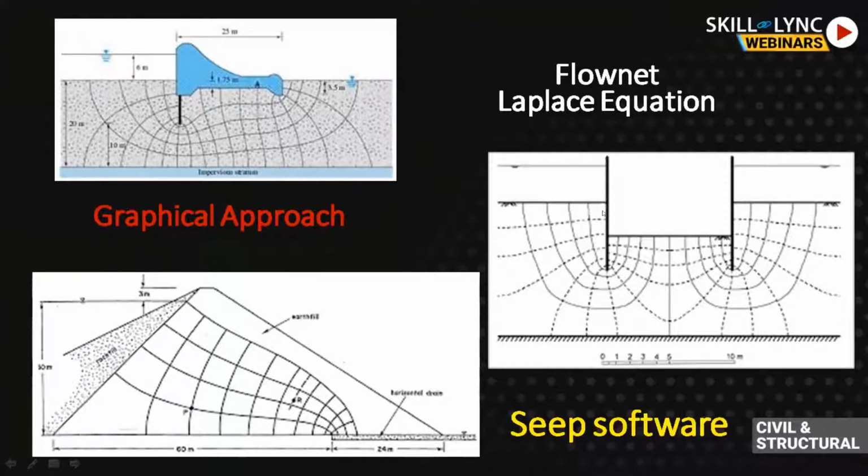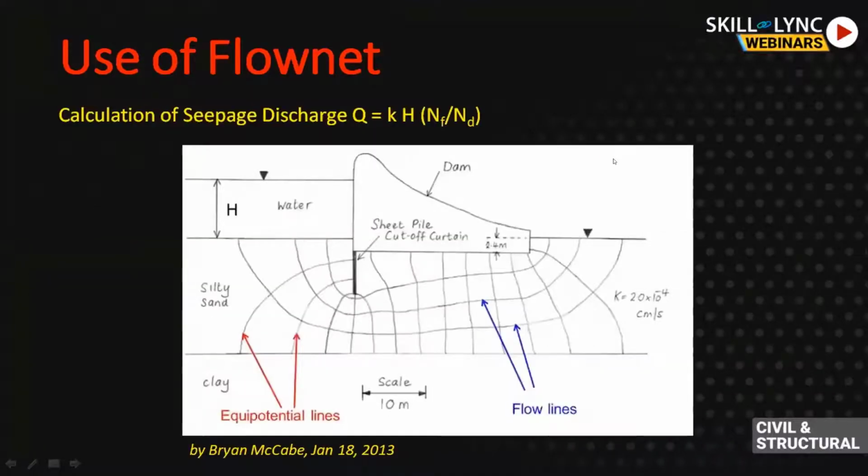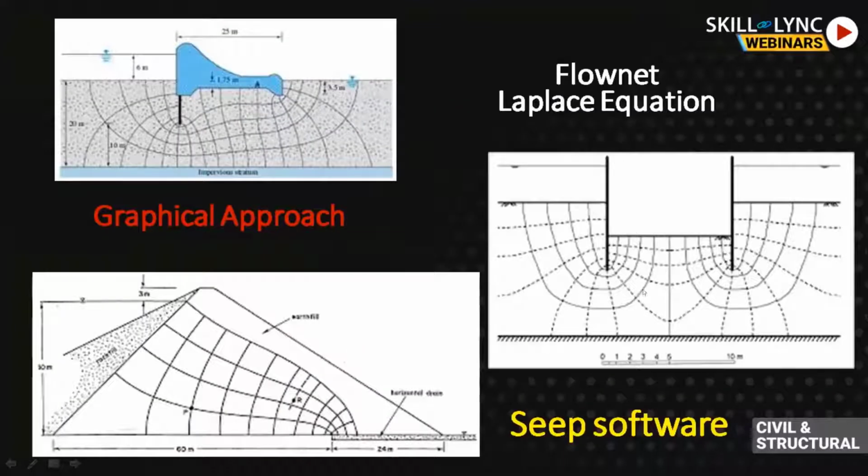So from here also you can easily do the calculation of how much seepage will take place around the sheet pile wall. The calculation will be the same: Q is equal to K H NF by ND, where H is the head difference and K is the coefficient of permeability of soil. You don't even have to calculate, you just have to count. Once you have the flow net, you can just count the number of drops and the number of flow channels.